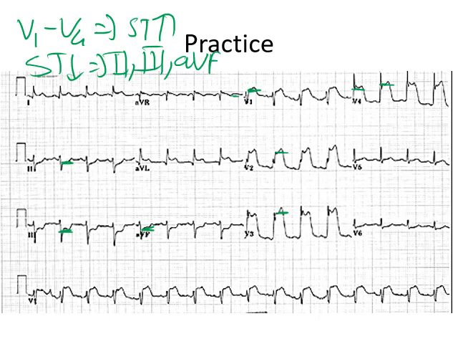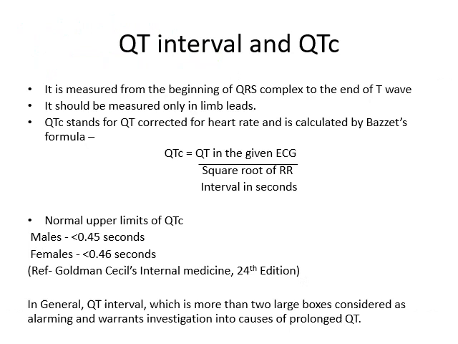So this is an anterior MI, anteroseptal MI showing ST segment elevation in V1 through V4 and ST segment depression, that is a reciprocal change in lead 2, 3 and AVF. Again, I talk about reciprocal changes in detail in my video on myocardial ischemia. Let's talk about QT interval and QTC.